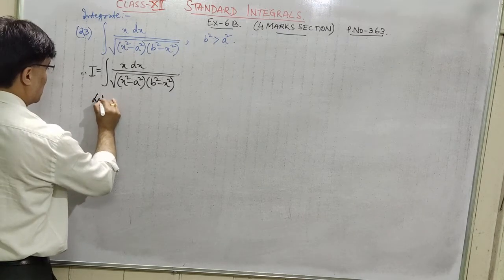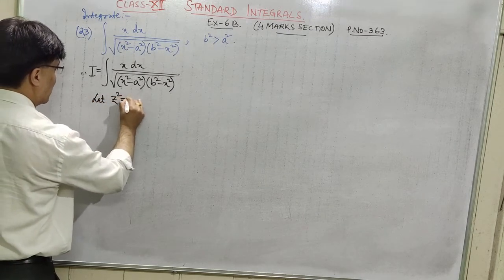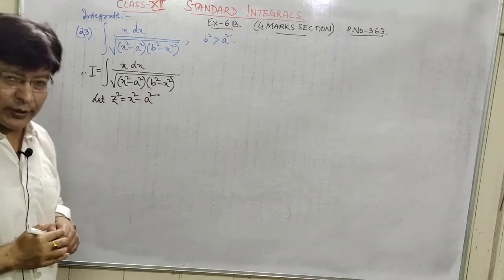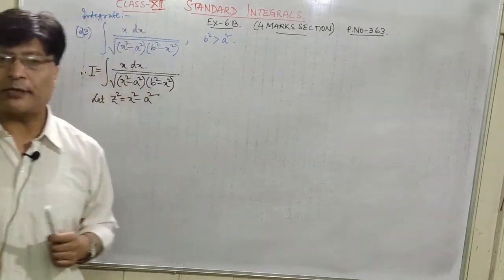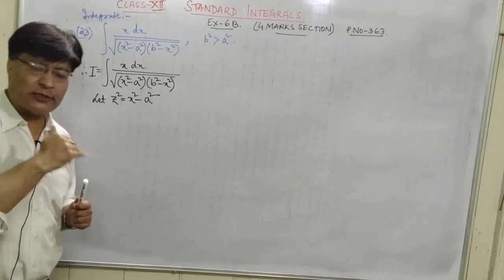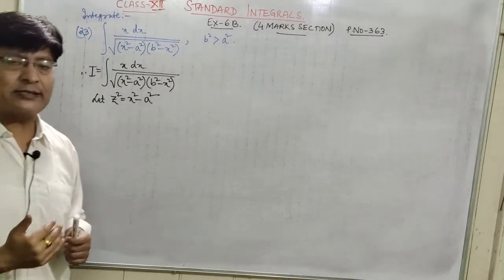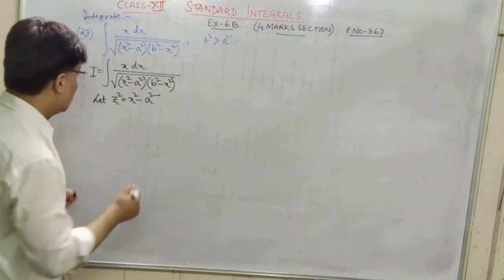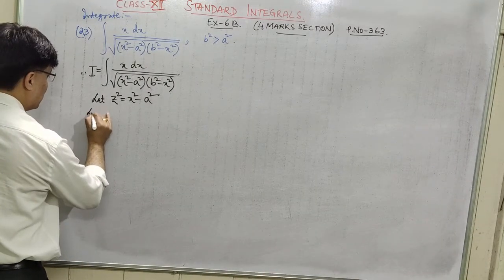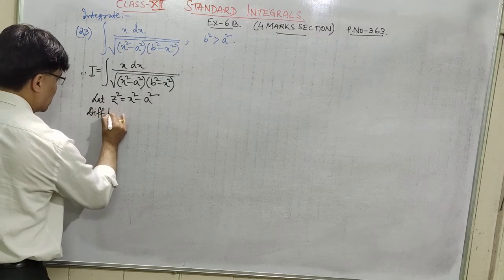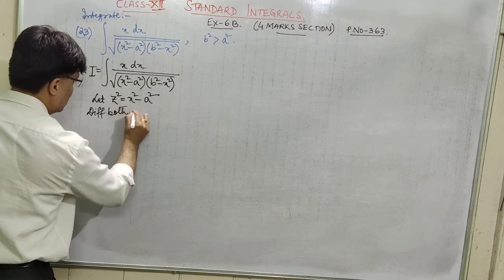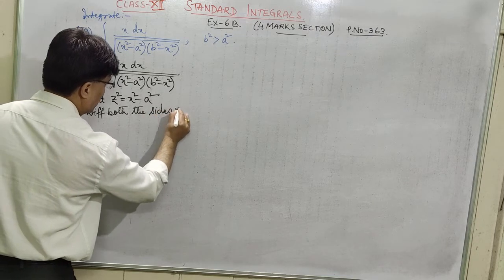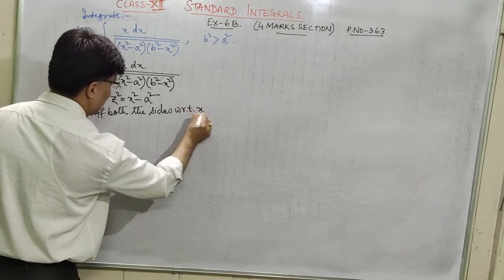That is, let z square is equal to x square minus a square. Okay, so we are doing the method of substitution. Since the expression is under square root, this x square minus a square is assumed as z square. Okay, so let us differentiate it both the sides with respect to x.